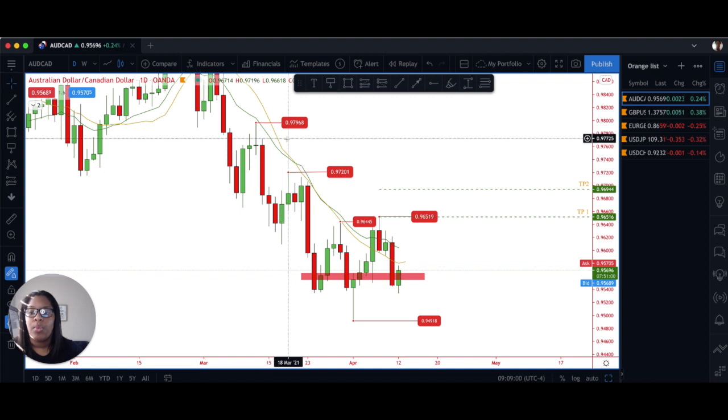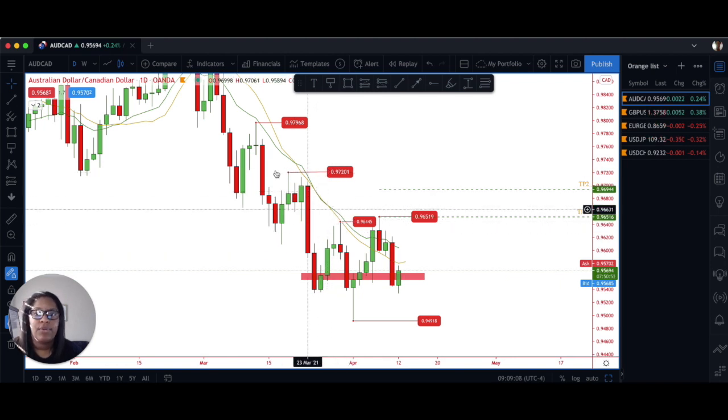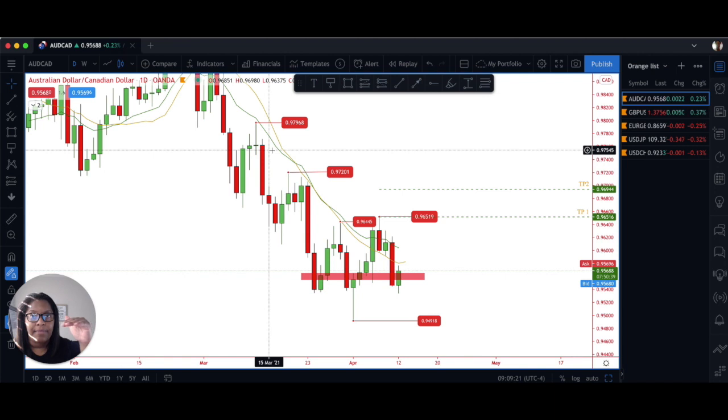And so one thing that I've noticed is the lower highs, 0.97968, 0.97201, 0.96445. So from March 11, 2021, all the way to about April 1st, 2021, you guys, that's less than a month, price was trending down because the exchange rates at the top peaks of the lower highs continue to sell off for the Australian dollar CAD.